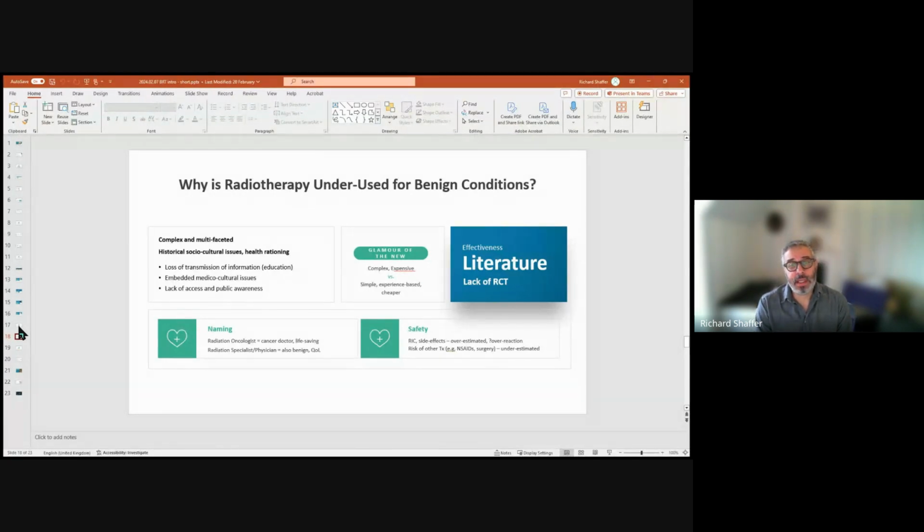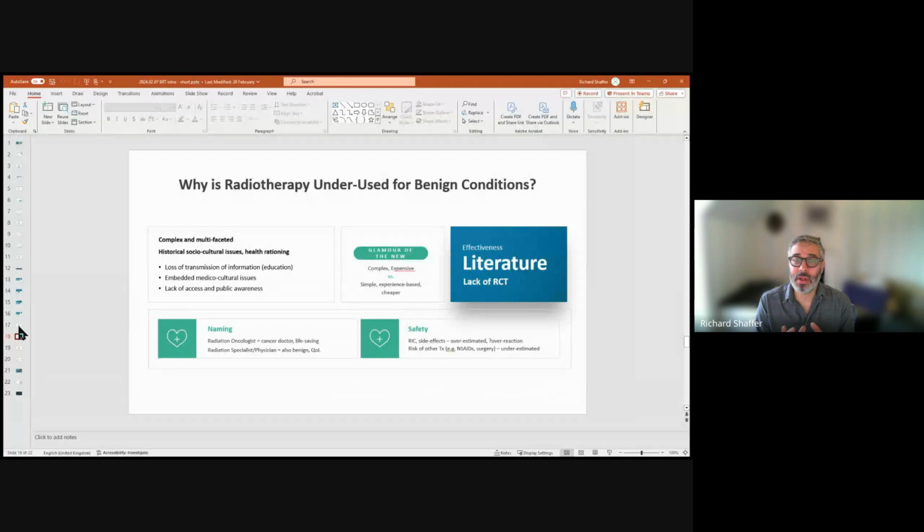I think certainly I see in the States and in the UK that people are really keen on doing new, expensive and complex things. So we were talking about stereotactic radiation for cardiac arrhythmias. That seems to be a really big thing at the moment. But simple, experience-based, cheaper things are not quite as glamorous and people aren't quite as interested. But I really think that's where massive value lies.